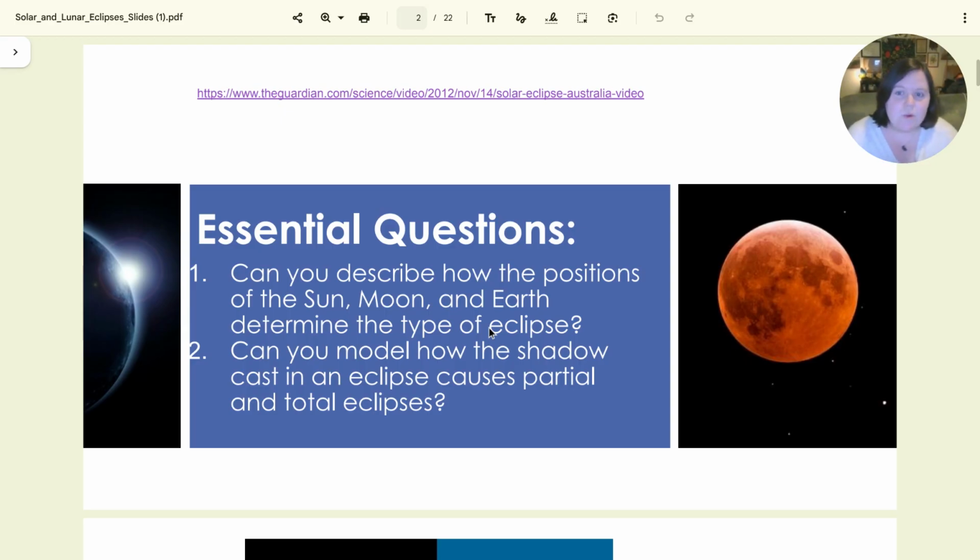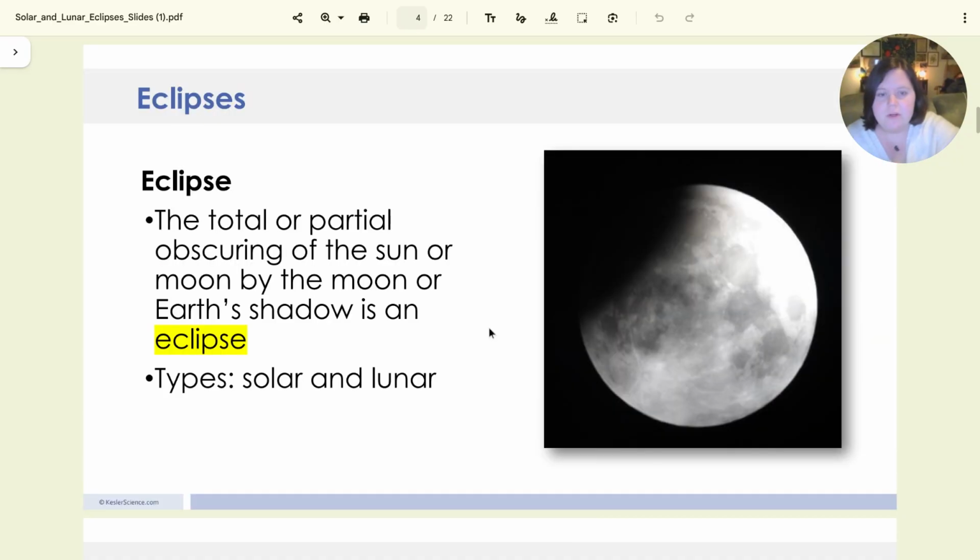So, eclipses. Our essential questions will be, can you describe how the positions of the sun, moon, and earth determine the type of eclipse? And can you model how the shadow cast in an eclipse causes a partial or a total? Those are the things we're hoping to understand by the time we're done with this. Okay, we're going to do the BrainPOP separately, not right now.